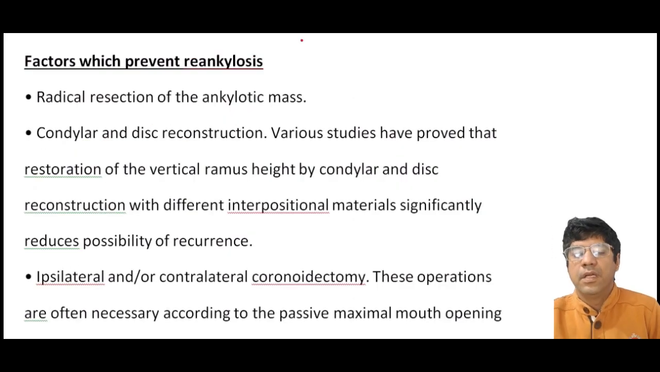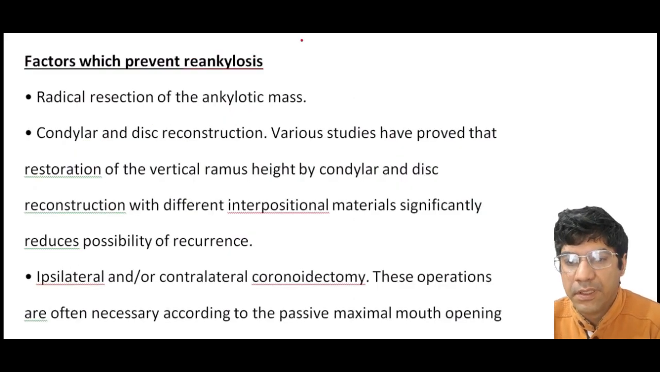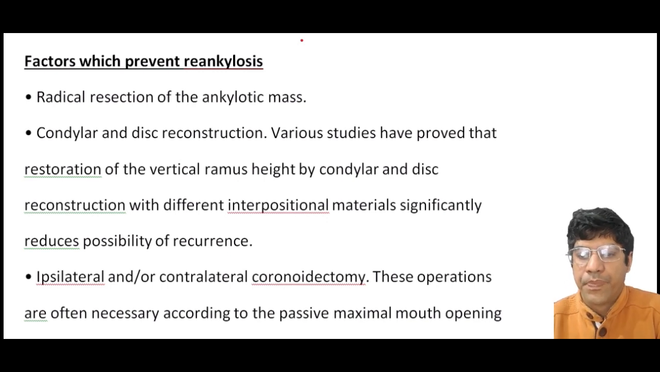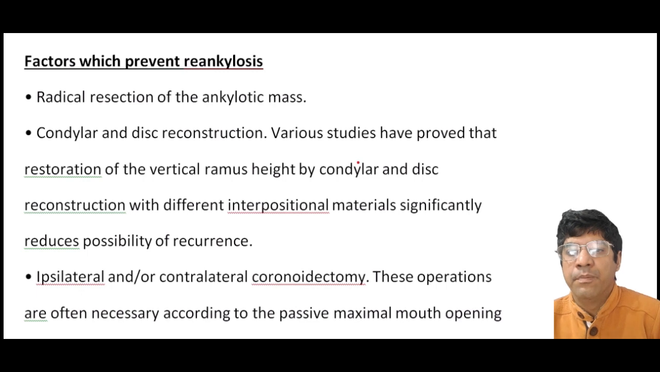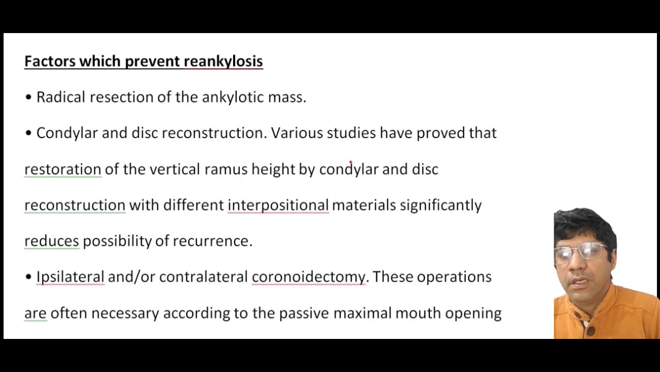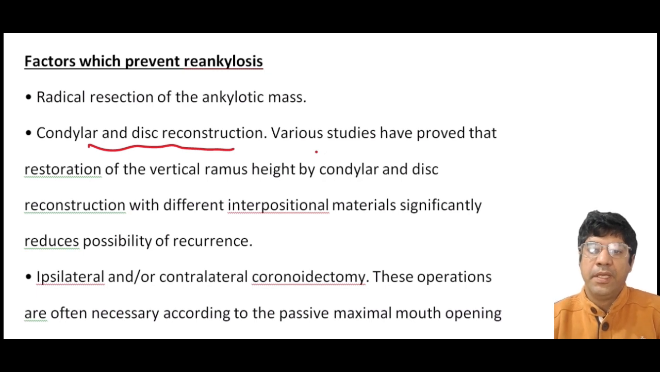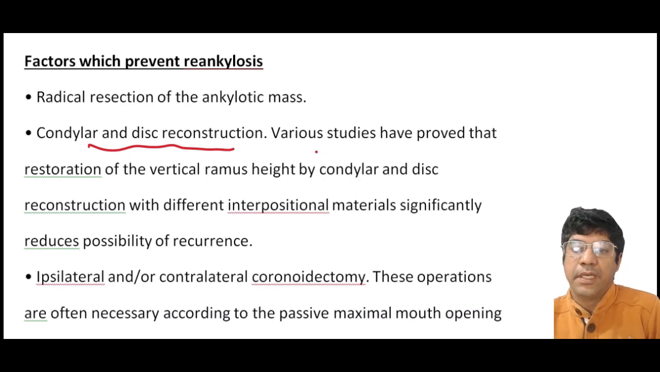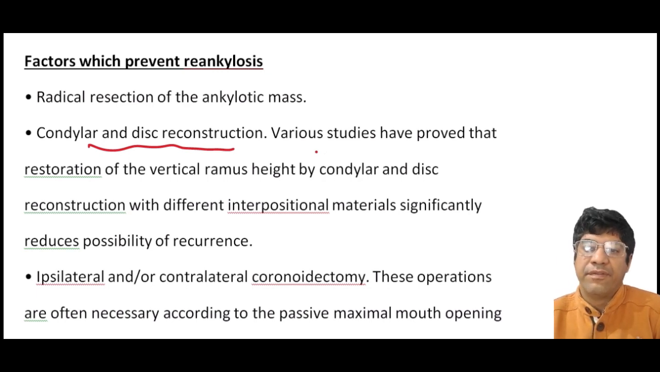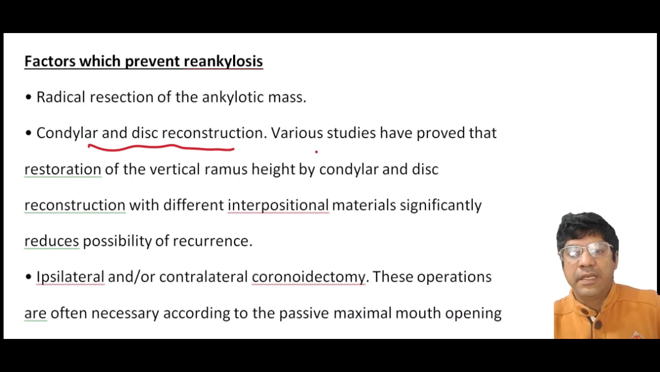Now, what are the factors that will prevent ankylosis? So, during surgery, a thorough removal of the ankylotic mass is important. That involves the complete excision or cutting out of the fused joint to allow proper joint movement. Second is condylar and disc reconstruction. Studies have shown that restoring the vertical ramus height by reconstructing the condyle and disc using various interpositional materials lowers the chances of re-ankylosis. This reconstruction also helps to maintain the proper height of the jawbone.